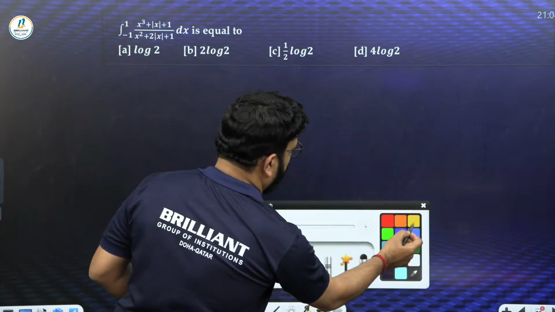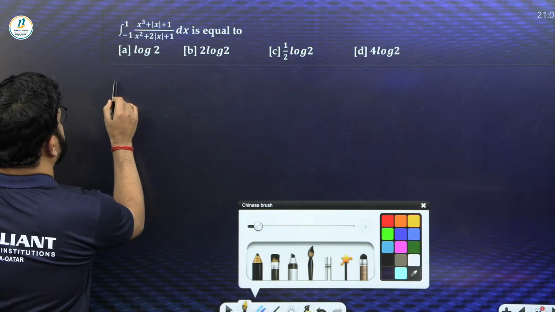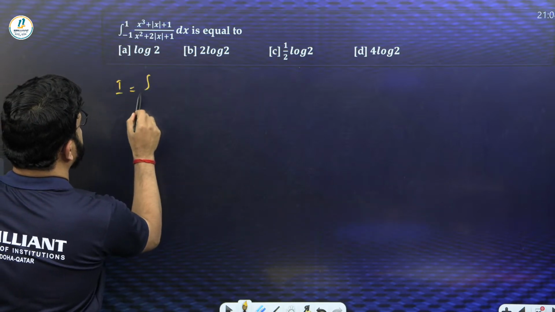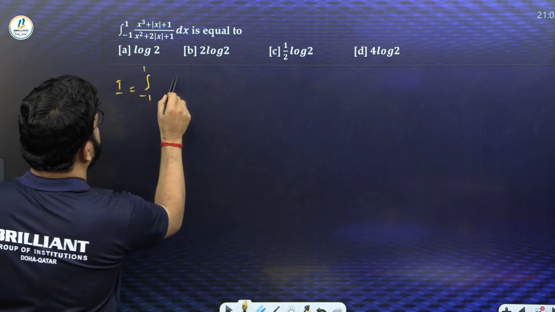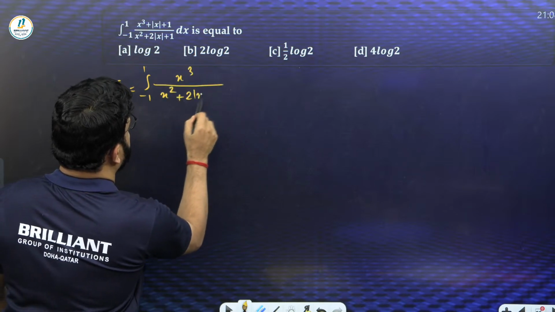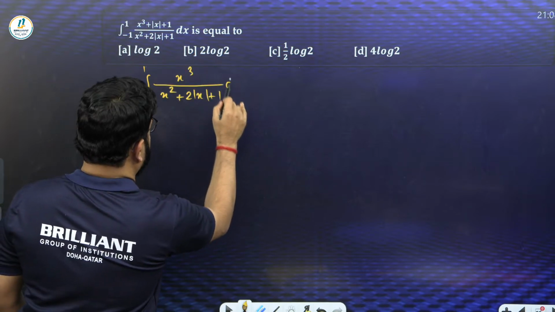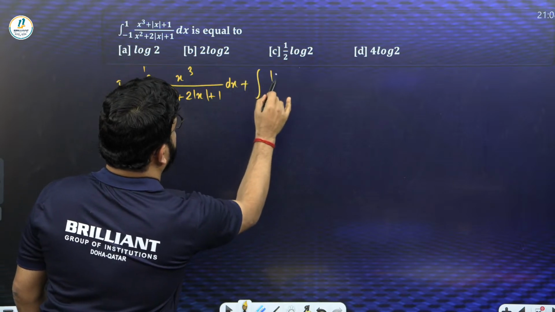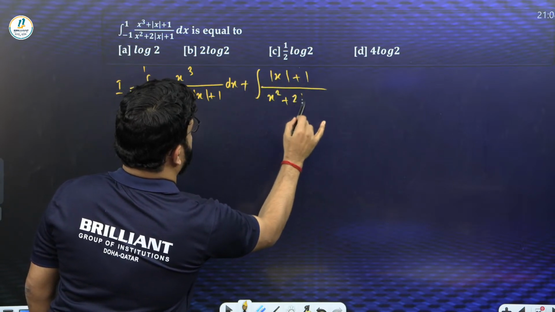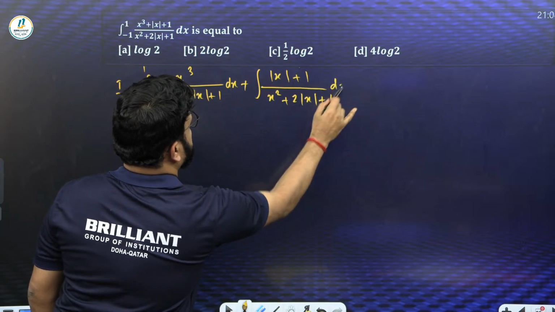What are we going to do? I is equal to integral from minus 1 to 1. I am splitting it here: x cube by x square plus 2 mod x plus 1 dx, plus mod x plus 1 by x square plus 2 mod x plus 1. I will tell you why I split it like that.